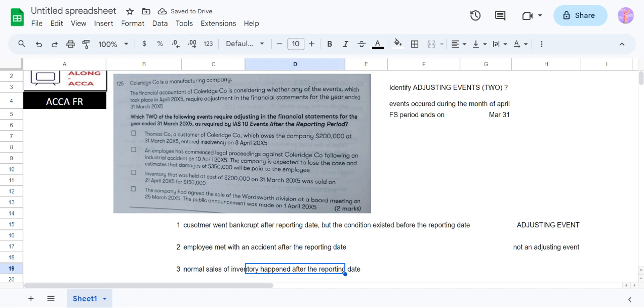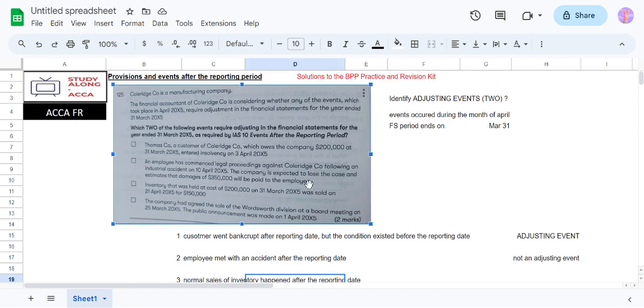Normal sales of inventory happened after the reporting date. So inventory that was held at cost at 200,000 was sold on 21st April, and financial statements have not yet been issued. Although the reporting date is 31st March, the transactions happened within 1 month later, and by that time the financial statements are not issued.